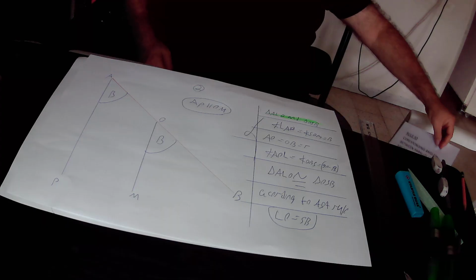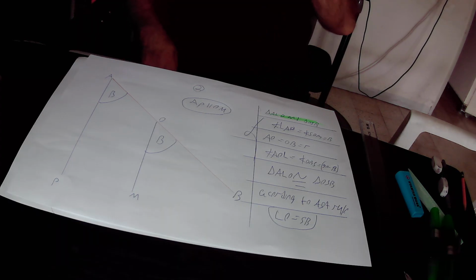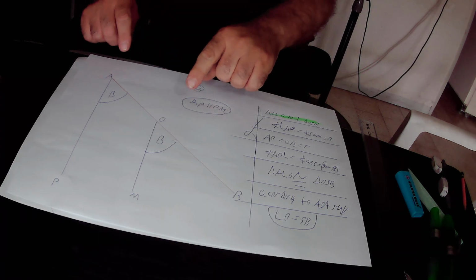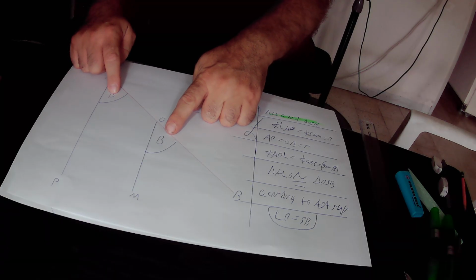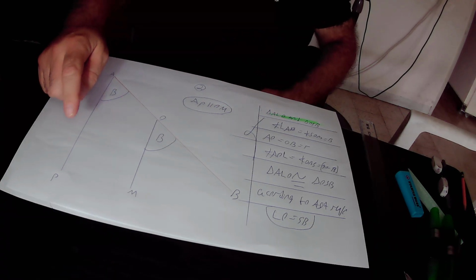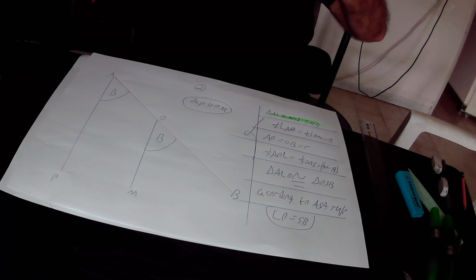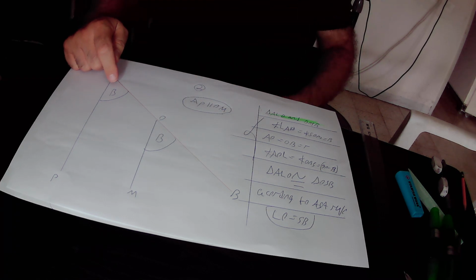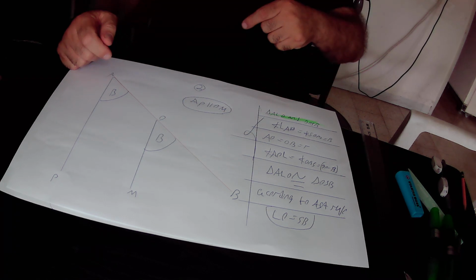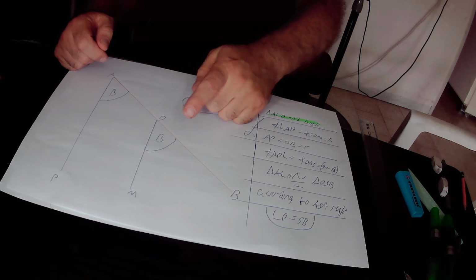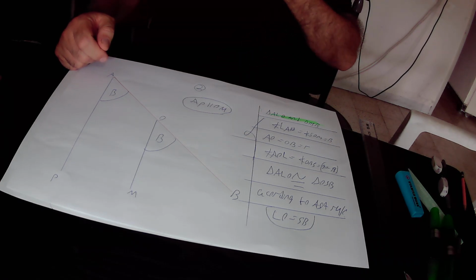So, we can implement Rule 50 in our drawing. We have those two corresponding angles that are located between the parallel lines AP and OM, and therefore they must be equal to each other in their sizes. So if you define the size of this angle as beta, then the size of this angle must also be equal to beta because they are equal to each other according to Rule 50.